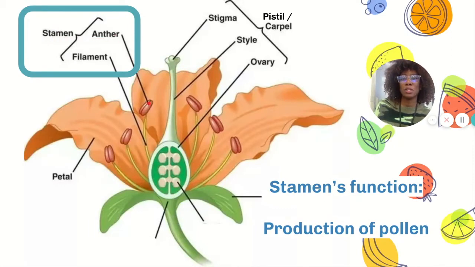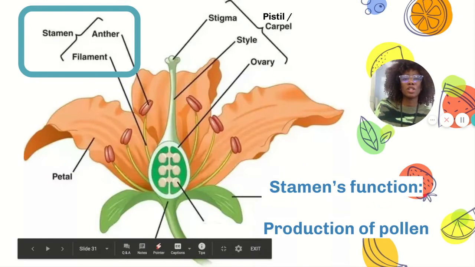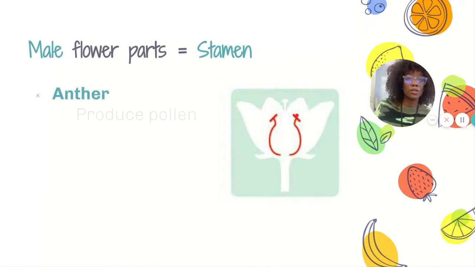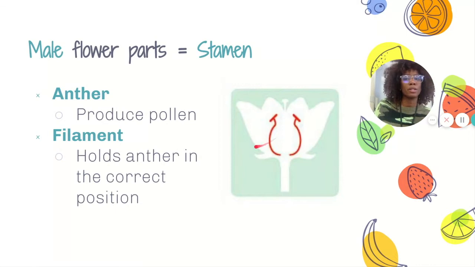Okay, so the stamen can be broken down into two pieces. The anther, which is this top part, and then the filament, which is this long, skinny part. Okay, and again, we know the stamen's function is for the production of pollen. So here's another diagram of a different flower, but the same structures are seen in all flowers. Okay, so we have this anther that produces pollen, and then we have this filament that actually holds the anther in the correct position. Okay, so the anther produces the pollen while the filament just holds it up.